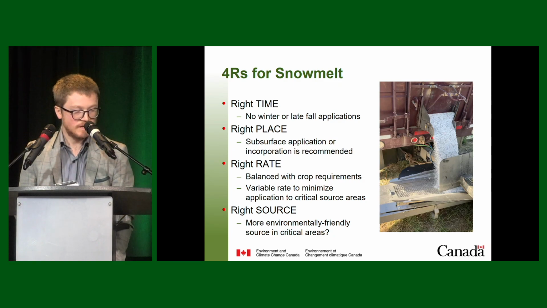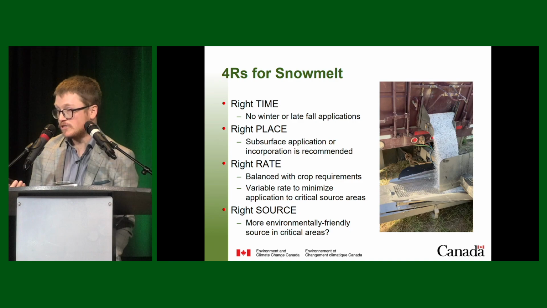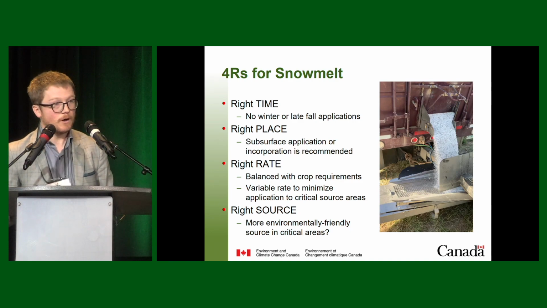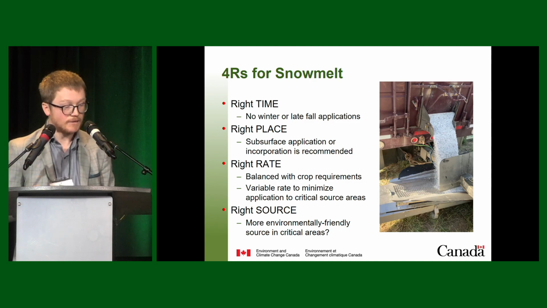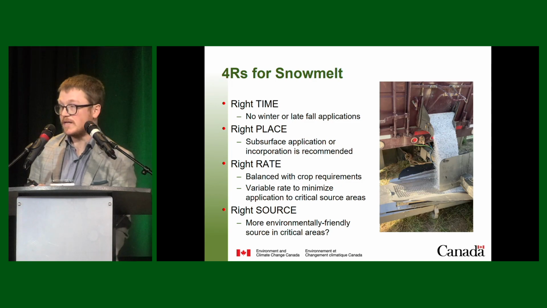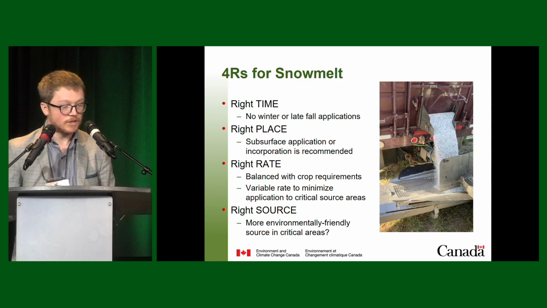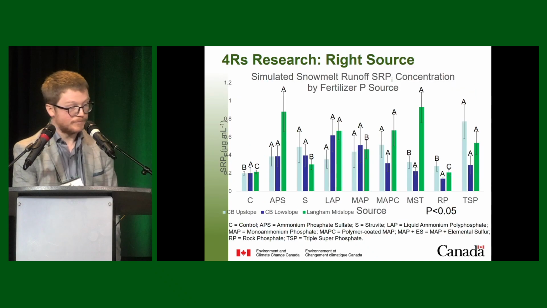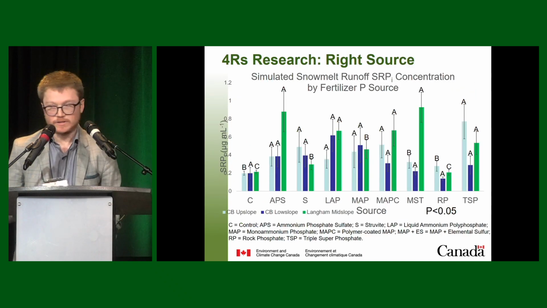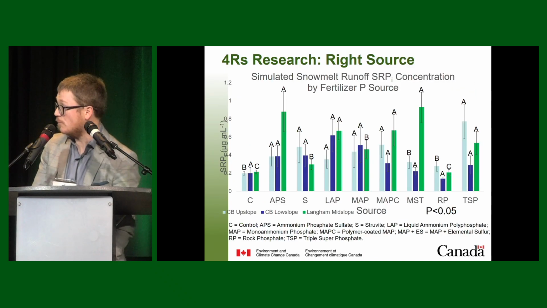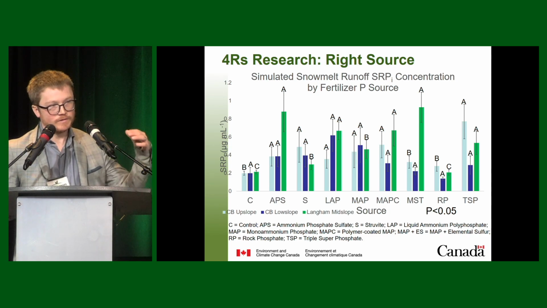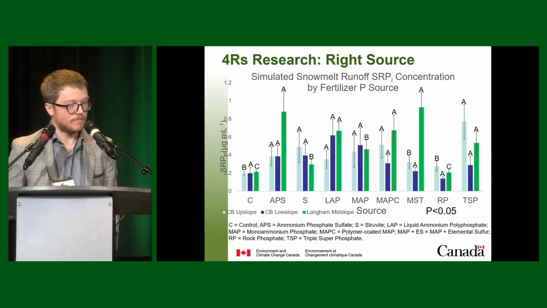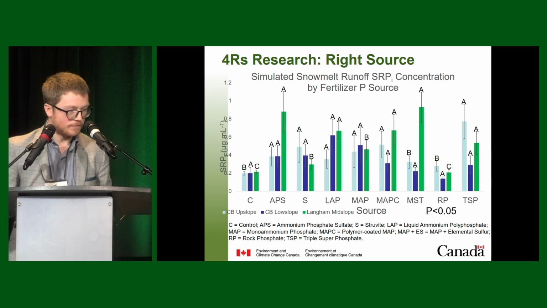And the right source. So we see emerging in the marketplace, there may be some products that are marketed as having environmentally sustainable attributes, or also looking at sources that have reduced solubility and therefore reduced mobility in snowmelt runoff water. As an example of that, I'll just show a brief slide from my work where I'm looking at evaluating different combinations of phosphorus sources, rates, and placement methods in a small plot field study.